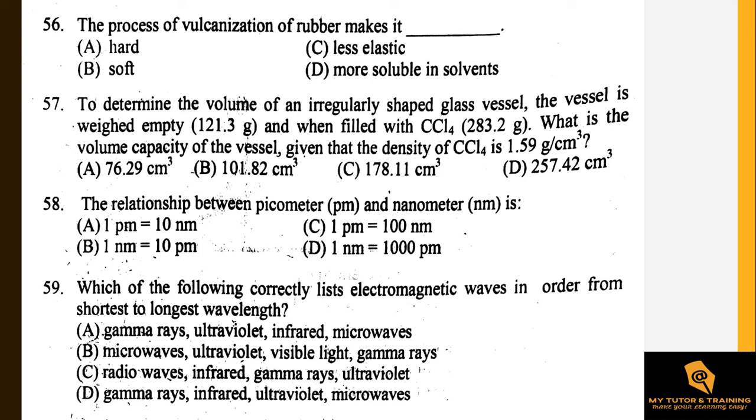ለምንድነው በሰልፈር ትሪት የሚደረገው ወይም ደግሞ vulcanize የሚደረገው? ዋንኛው ነገር ያ ጎማ ጠንካራ እንዲሆንልን ነው። So A hard, B soft, C less elastic, D more soluble in solvent. አይደለም፣ B C D ከvulcanization ጋር አይገናኙም. So the main purpose of vulcanization is what? Making rubber hard. To make rubber hard we use a vulcanization process.